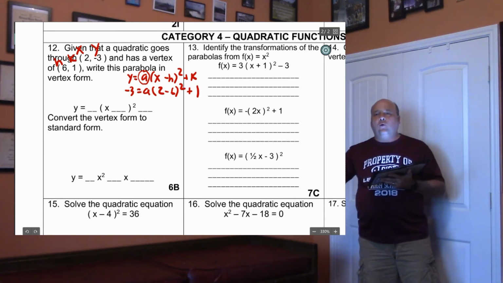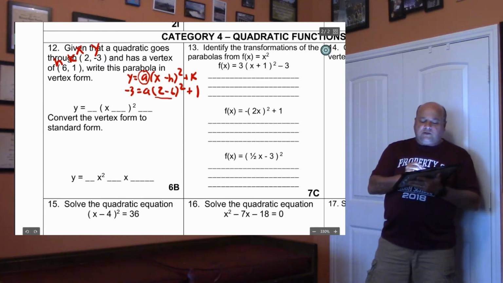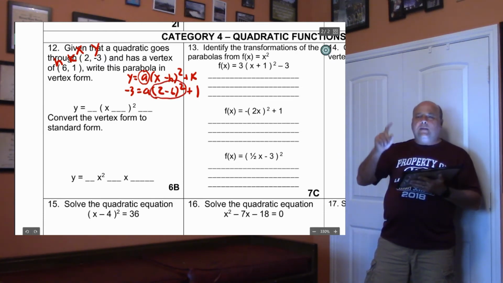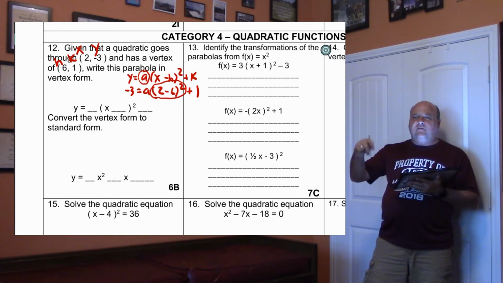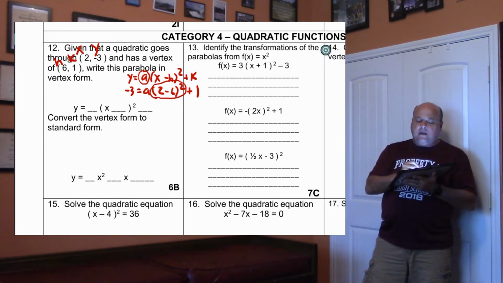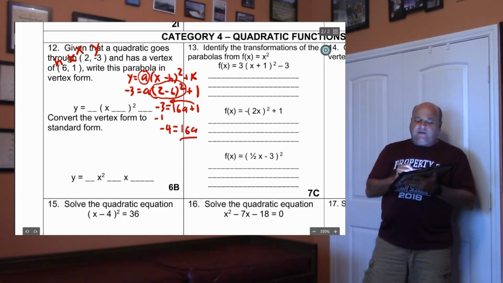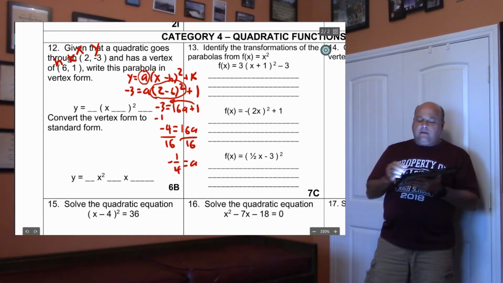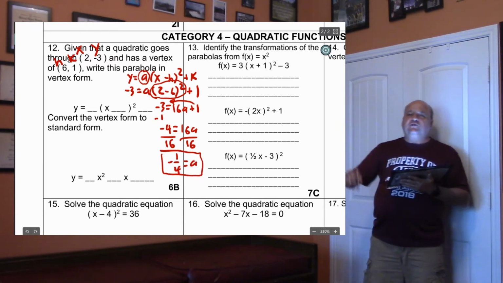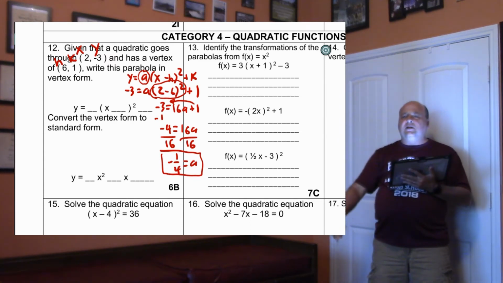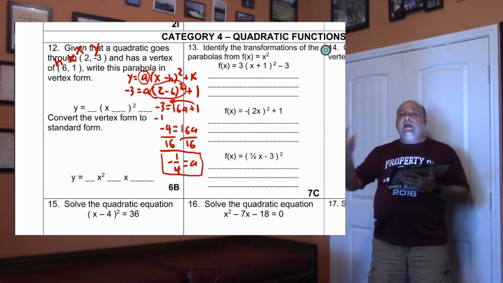I need to solve for a. So I'm going to do this part first. 2 minus 6 is -4, and -4 squared is 16, and 16 times a is 16a. So -3 equals 16a plus 1. Move over the 1. So -4 equals 16a, divide by 16, and -1 over 4 equals a. Okay, so the first step is to plug everything into vertex form and solve for a.